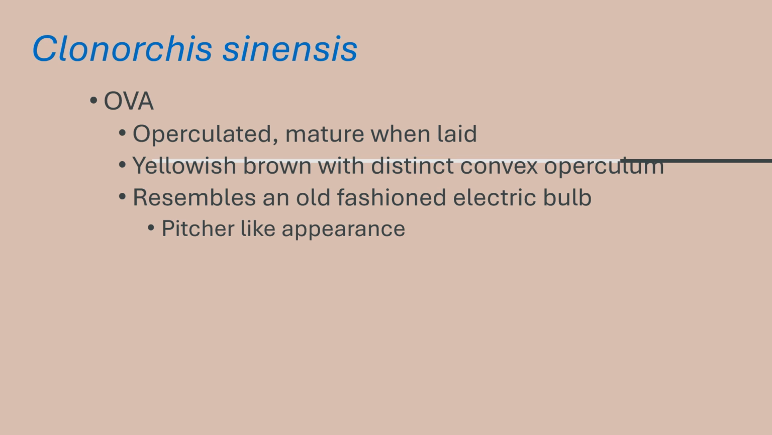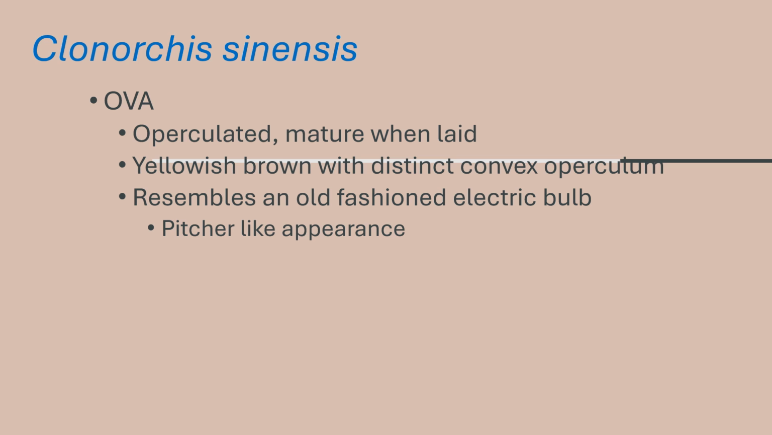Let's move on to the developmental stages. As for the ova or egg of Clonorchis sinensis, it is embryonated when laid. It is operculated and mature when laid. It is 30 micrometers by 15 micrometers in size, and it is yellowish brown with a distinct convex operculum. It resembles an old-fashioned electric bulb.